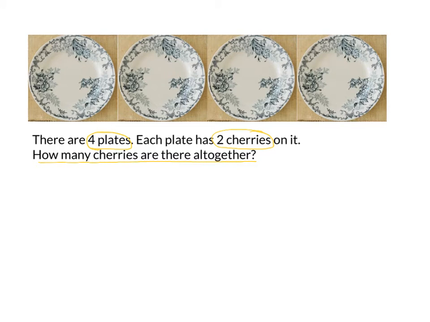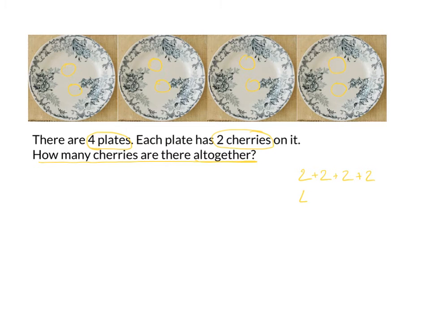Okay, I'm going to draw to help me visualize this problem. So I've got my 4 plates here, and I know that on each plate there are 2 cherries. 2 cherries on each plate. I can see them now on my drawing. And the question is, how many are there all together? That means if we add them up, how many are there? Well, there's 2 and 2 and 2 and 2.